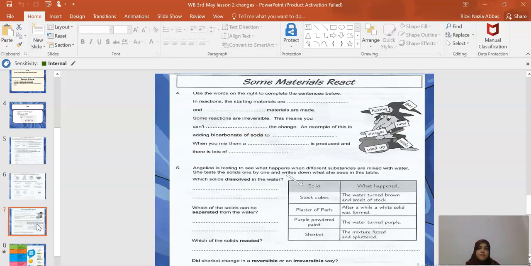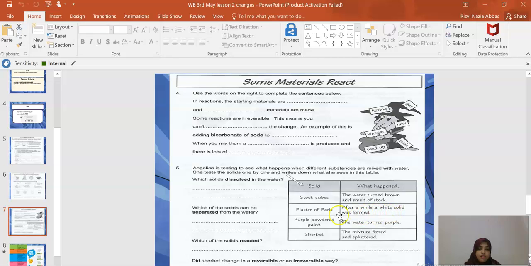Then we come to the next page. Use the words on the right to complete. You have to use the words from here and complete them. Then she is testing to see what happens when different substances are mixed in water. She tests the solids one by one and writes down what she sees in each table. Which solid dissolves in water? So stock cubes, plaster of Paris, purple powdered paint, sherbet. What has happened? The water turned brown and smelled of stock.